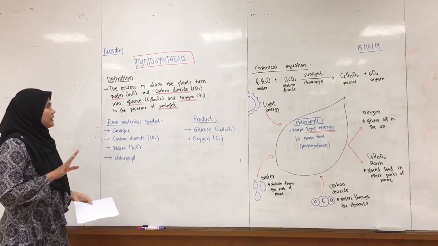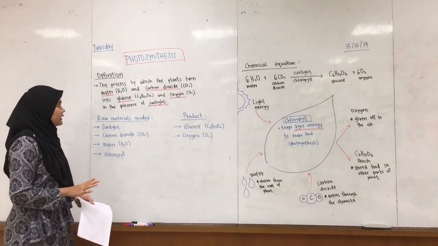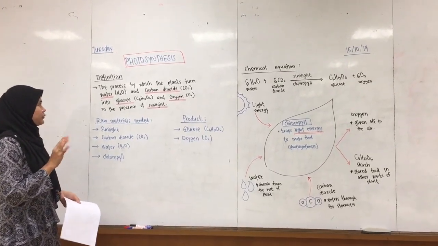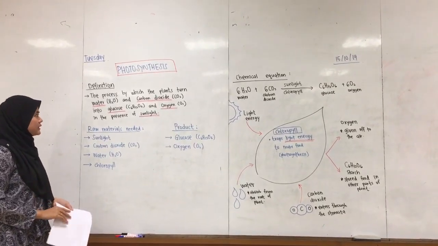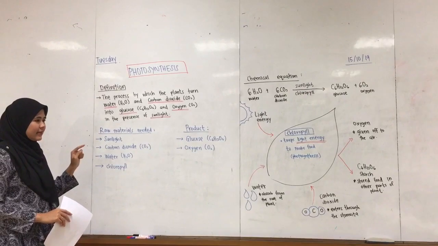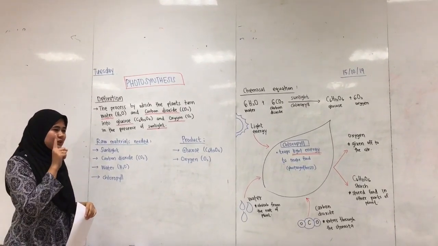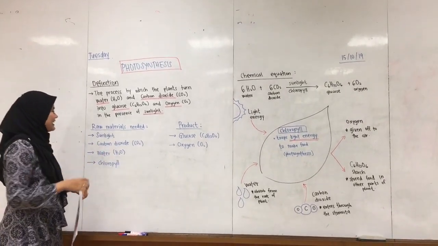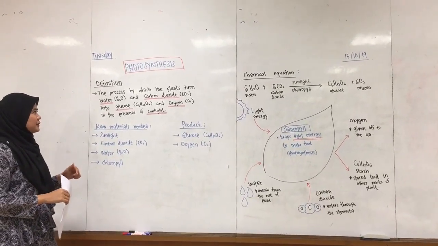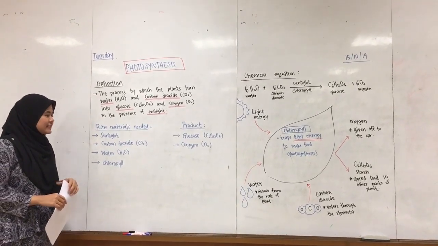This is the raw material needed for photosynthesis to happen, in which photosynthesis is the process when plants turn water and carbon dioxide into glucose and oxygen. But there is one condition, it must be in the presence of sunlight. Yes, sunlight. Good.